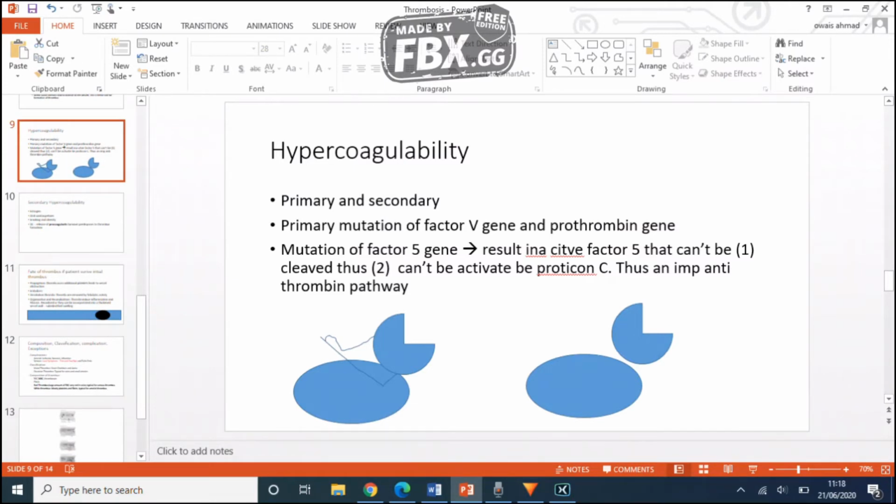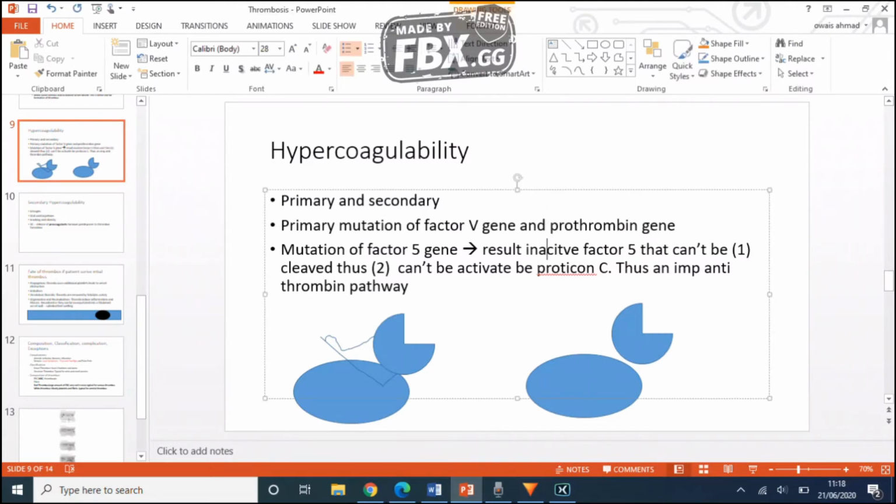So hypercoagulability. Hypercoagulability can be primary and secondary. So what do I mean by this? So primary is that you have some mutation. So hypercoagulable is when your body wants to make too much thrombus. How does that happen? Mutations in what? So we're going to be focusing over here on the common pathway. So factor number 5, which is very important to form prothrombin to thrombin. So it results in an inactive factor 5, and an inactive factor 5 that can't be cleaved. So this factor 5 cannot be cleaved.